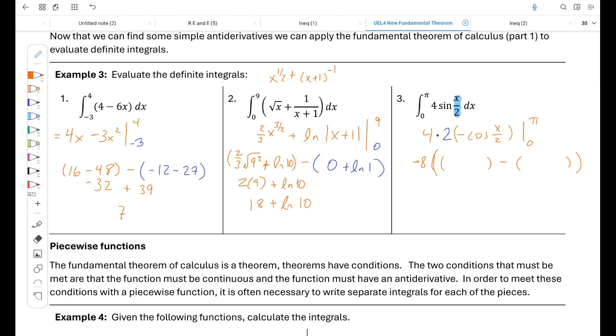And now I just have cosine pi over 2 minus cosine 0 over 2. Negative 8. The cosine of pi over 2 is 0. The cosine of 0 is 1, which makes my answer the correct answer.